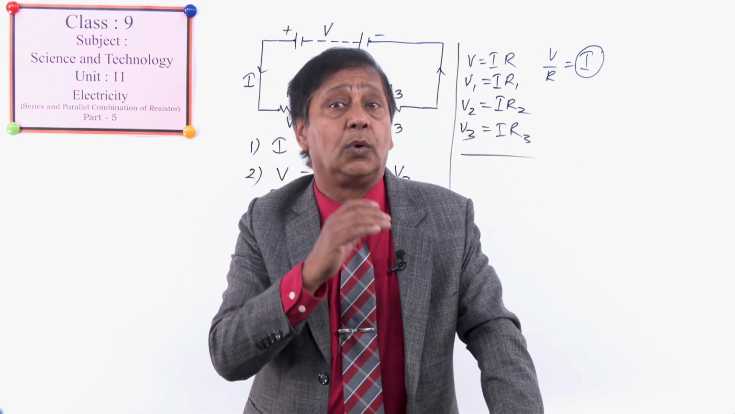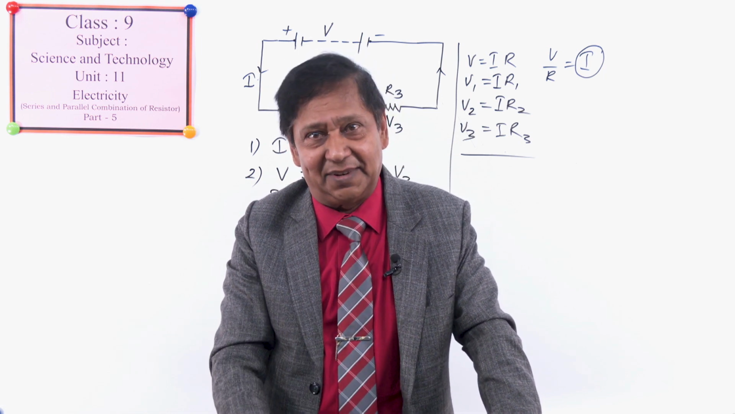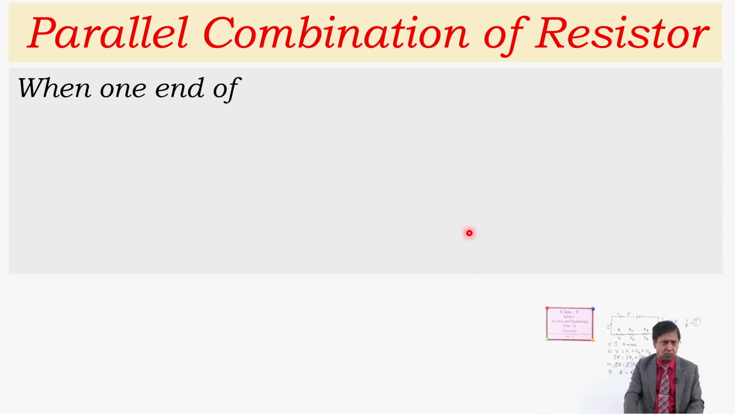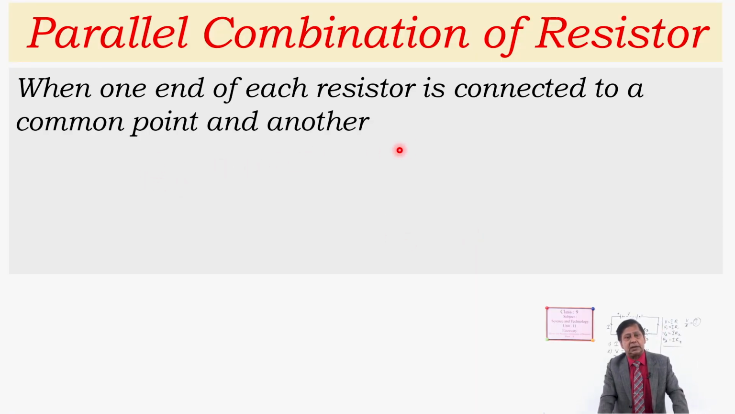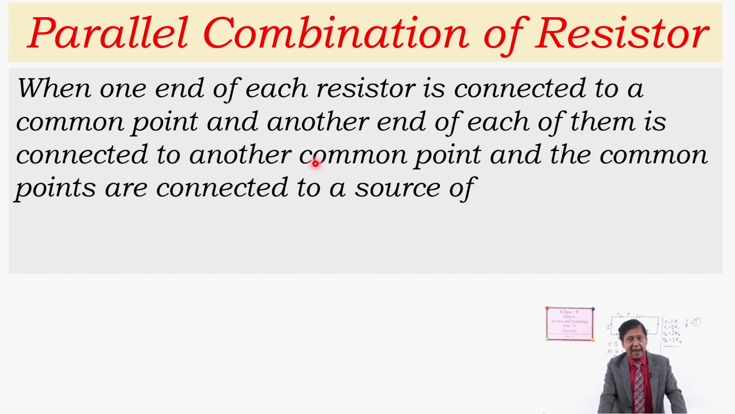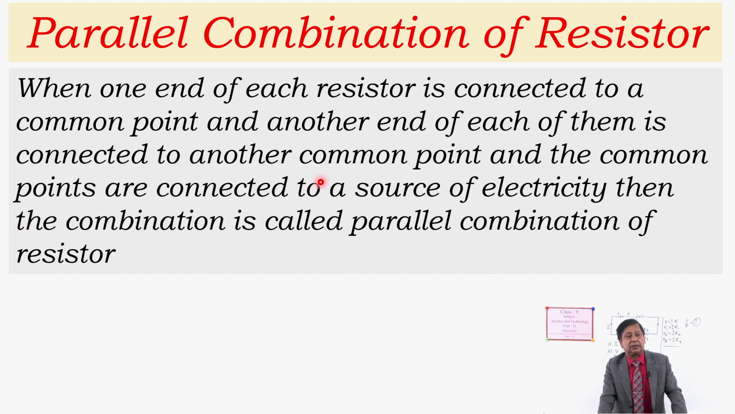Now I want to go through parallel combination of resistor, what it is. Look at this, we can define it this way. When one end of each resistor is connected to a common point and another end of each of them is connected to another common point, and the common points are connected to a source of electricity, then the combination is called parallel combination of resistor.